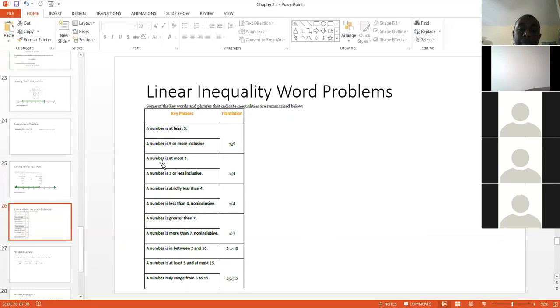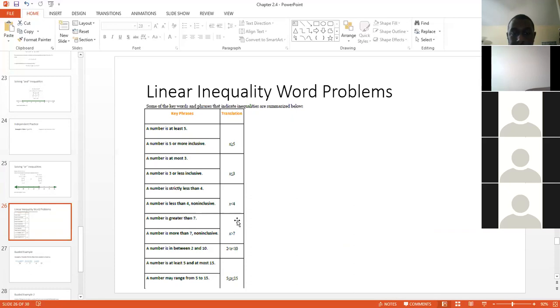A number is at most 3, so it's less than or equal to 3. So you're going to be dealing with at most when you're having budgets. At most, you're going to be purchasing with $25, something like that. A number is 3 or less, inclusive, so whenever you have inclusive, you have to make sure to have the equal sign. A number is strictly less than 4, so the strict inequality, there's no equal sign. Same thing with non-inclusive. When you have non-inclusive, there's no equal sign.